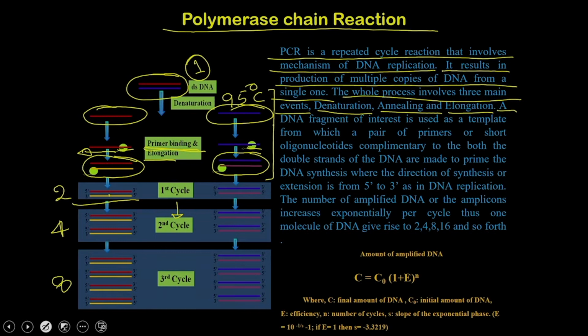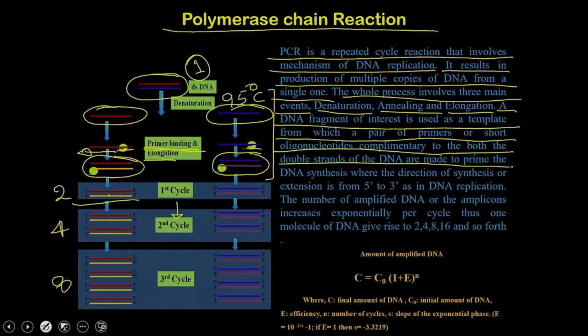A DNA fragment of interest is used as a template, from which a pair of primers, or short oligonucleotides complementary to both strands of the DNA, are made to prime the DNA synthesis, where the direction of synthesis or extension is 5 prime to 3 prime, as it was in the case of DNA replication.